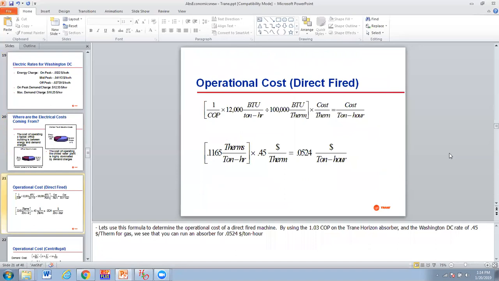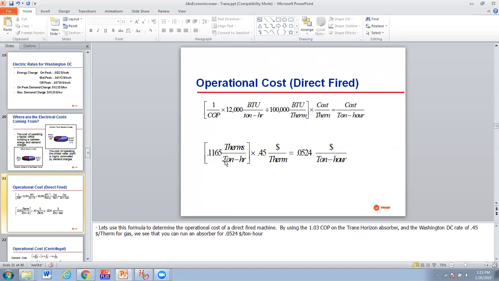Just some of the math that we'll use. If you take 12,000 BTUs an hour, which is a ton-hour of cooling, you divide that by the COP and multiply by the conversion between BTUs and therms, you get therms per ton hour. Then you multiply it by the cost per therm, and that gets you the cost per ton hour. So they're showing an example here.